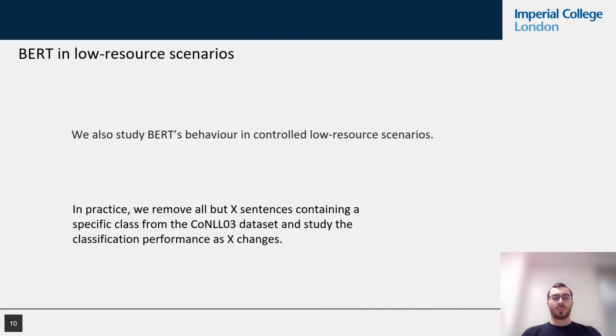Finally, we also look at how BERT works in low resource scenarios. To do so, we construct a controlled setting where we take a common dataset, CoNLL-03, and remove all but X sentences containing a given label. The goal here is to study how the training and validation performance change as X changes.